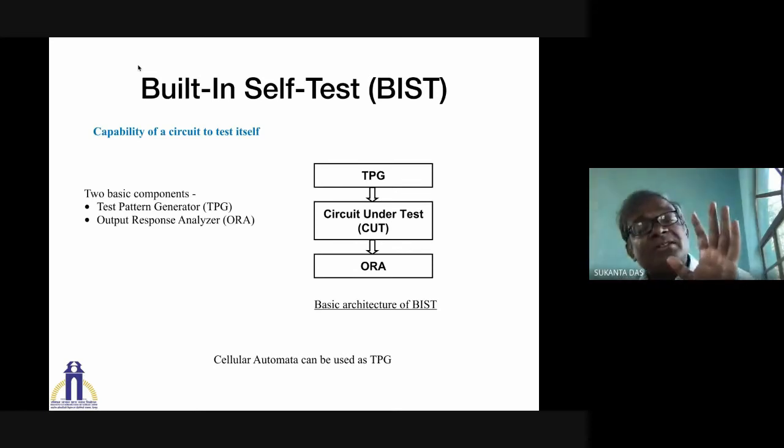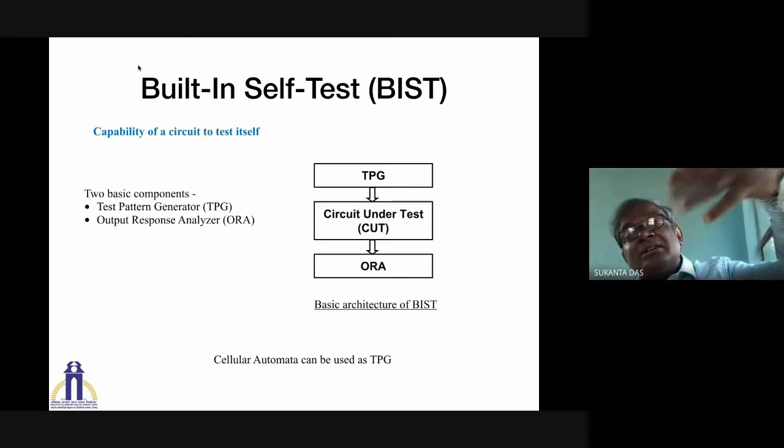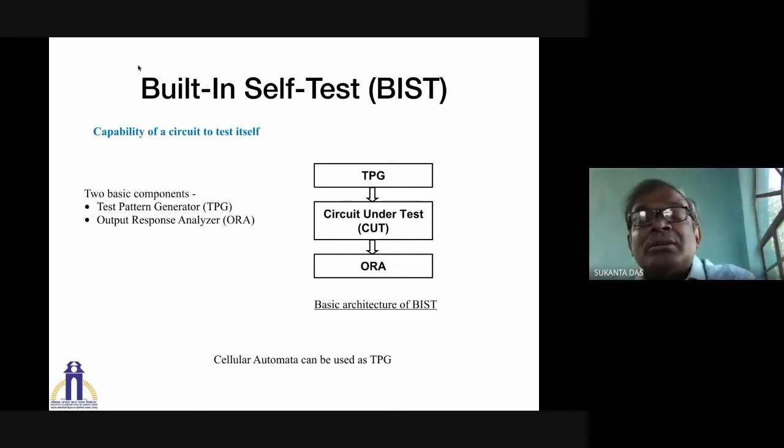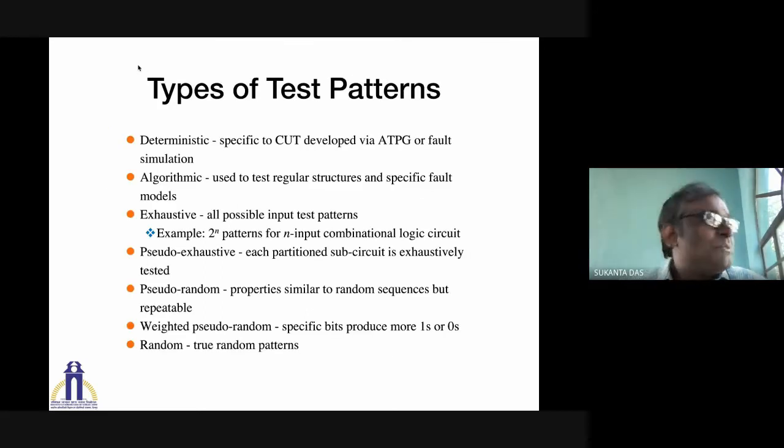Since we are discussing cellular automata, we shall discuss that cellular automata can generate several kinds of test patterns. Now, test patterns is okay, but there are several types of test patterns, right? Because you have to test the circuit, so you have to pass some patterns to the circuit. So there are several types of test patterns. Let me tell you the test patterns one by one.